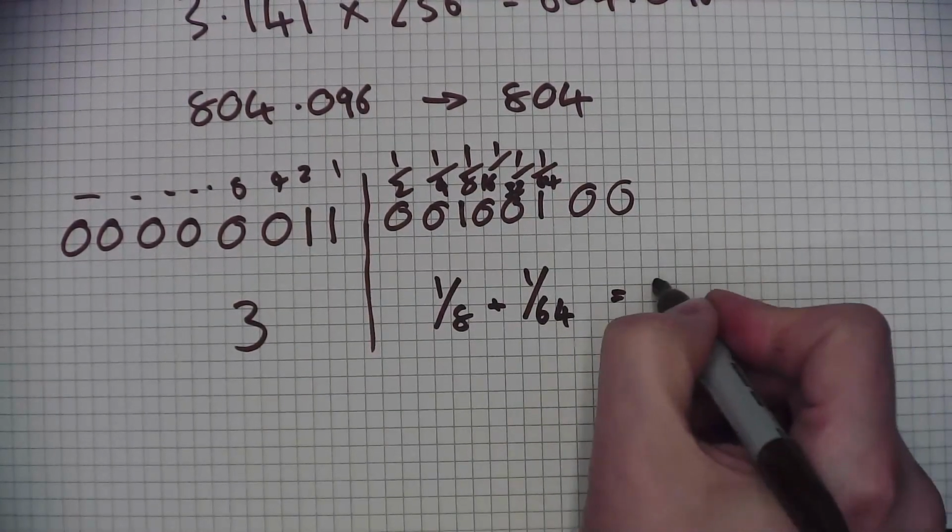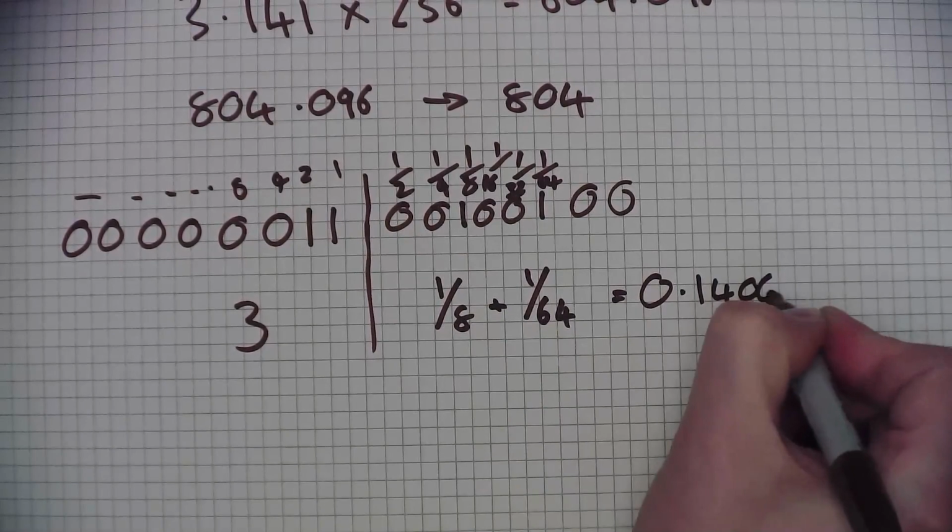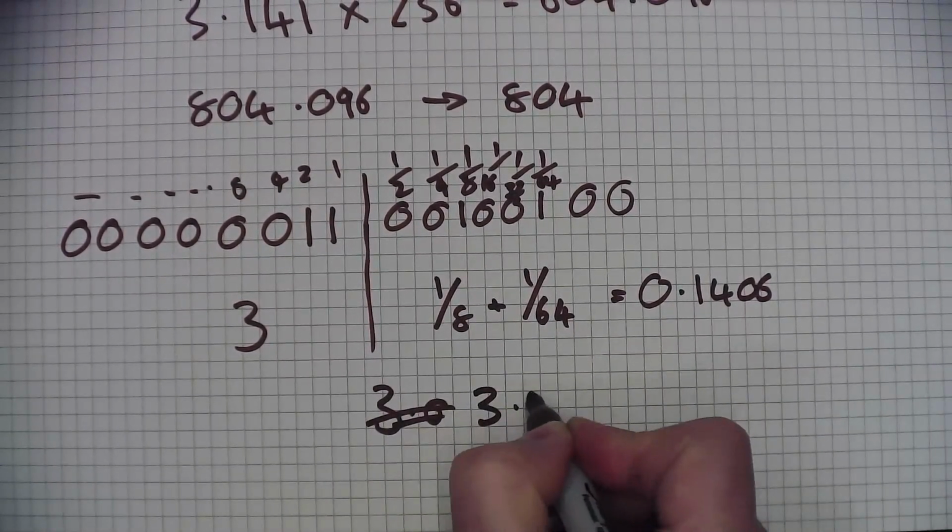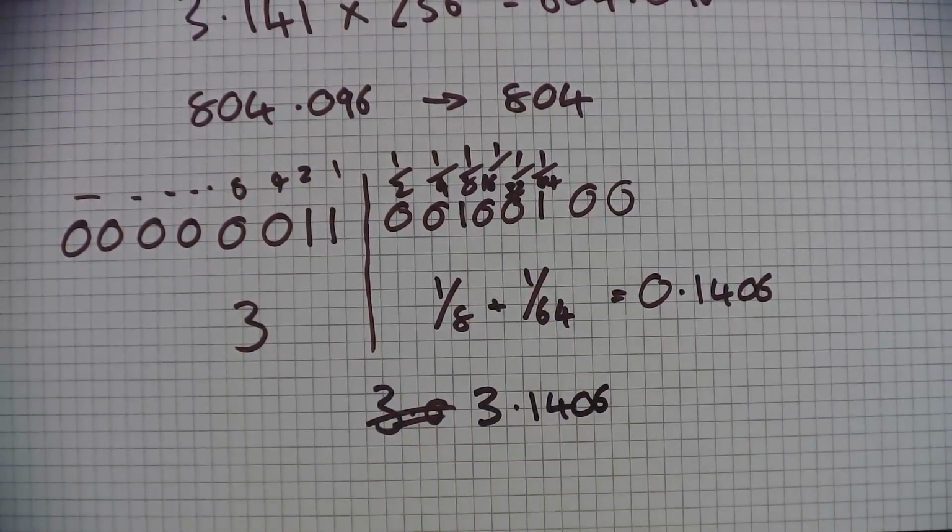which is 0.1406. So we've got 3.1406, which is pretty close, you know. We're like 0.1 of a degree off. It doesn't really matter that much, like I said before.